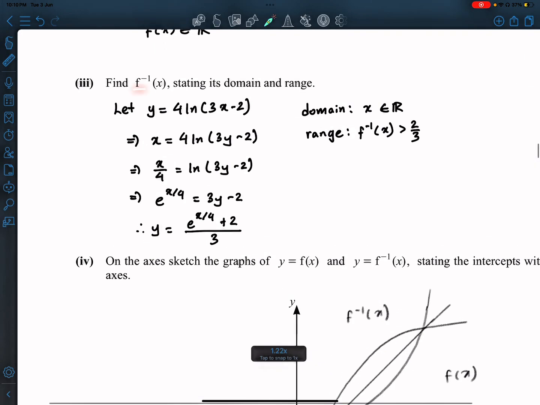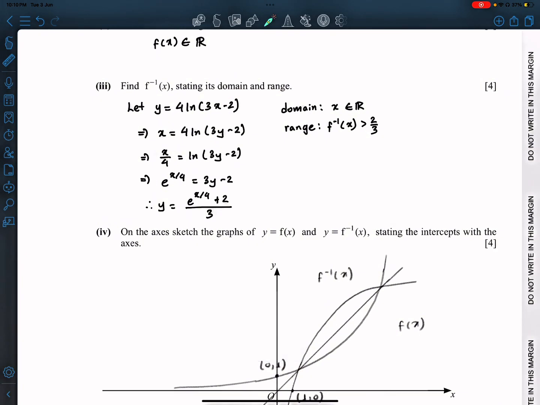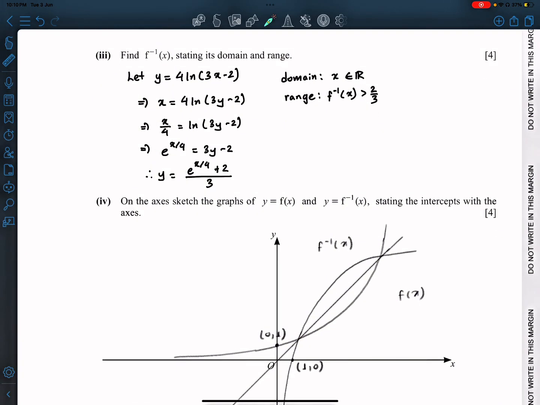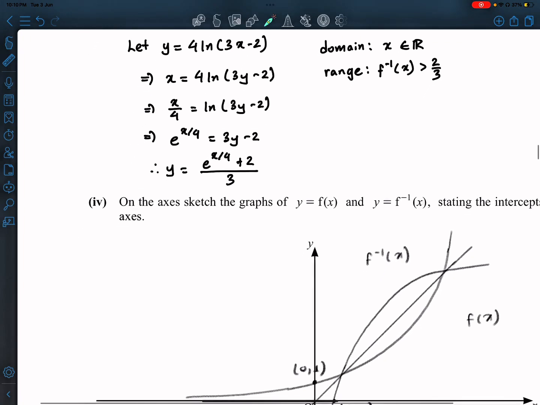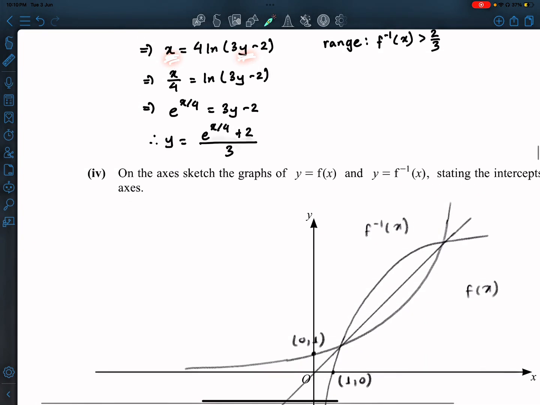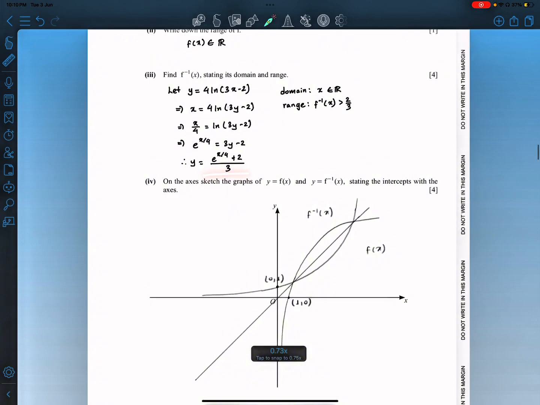Okay. Find f inverse of x, stating its domain and range. To find f inverse of x, we first write y equals f of x. Then we swap the x with the y, so y becomes x and x becomes y. Then we make y the subject and find y equals e to the power x by 4, plus 2 by 3. And that's f inverse of x.